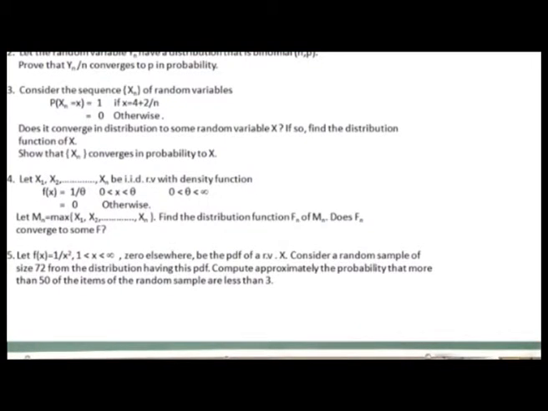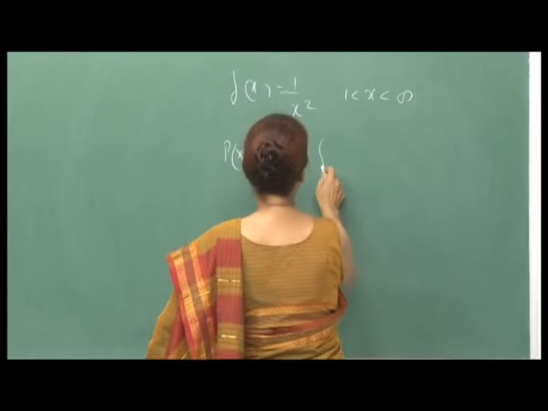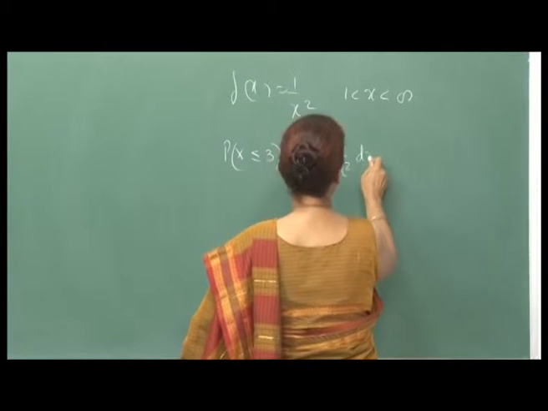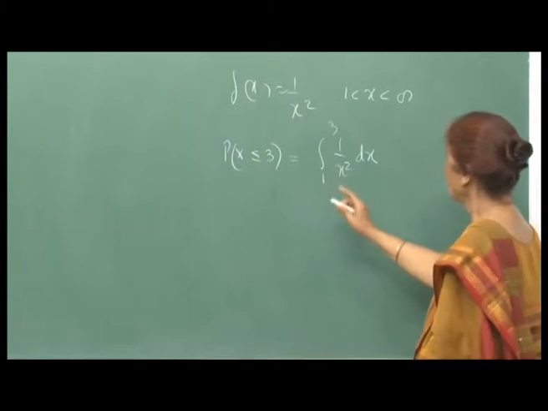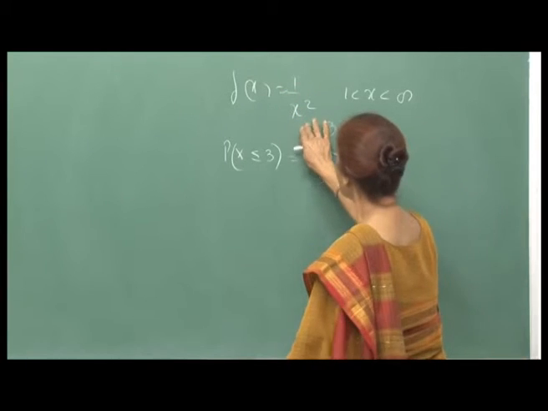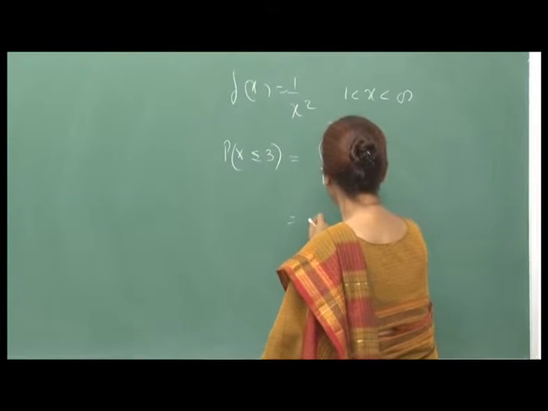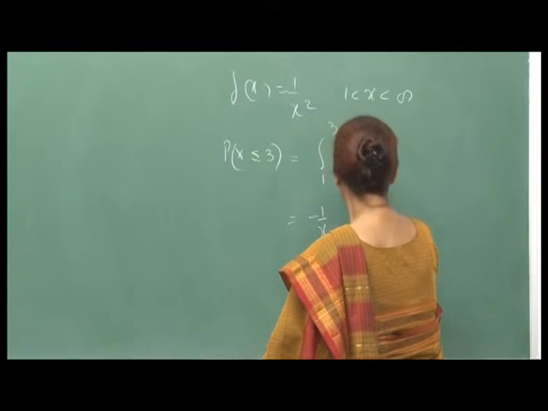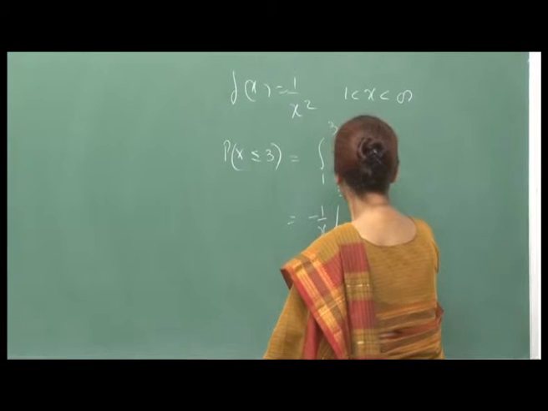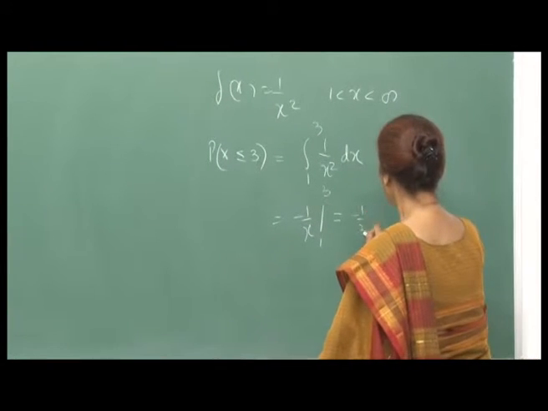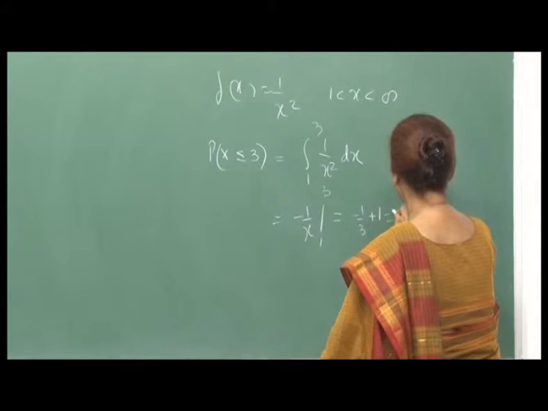That more than 50 of the items of a random sample are less than 3. So, the probability of x less than or equal to 3 is the integral from 1 to 3 of 1 by x square dx, for a random variable which has this PDF. This is minus 1 by x from 1 to 3, which comes out to be minus 1 by 3 plus 1, which is 2 by 3.